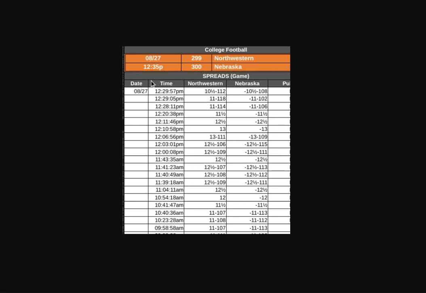This game went off at 12:35. Okay, notice early, this is not as important, even though we still kind of look at it. It was 11.5, right? This line goes all the way up to 13 in favor of Nebraska, okay? And now look what happens, 12:11, it goes down to minus 12.5. 12:20, it goes to 11.5. At 12:28, it's at 11. Look what happens right before kickoff. Bam, it moves another half point down to 10.5. That line movement favors Northwestern.